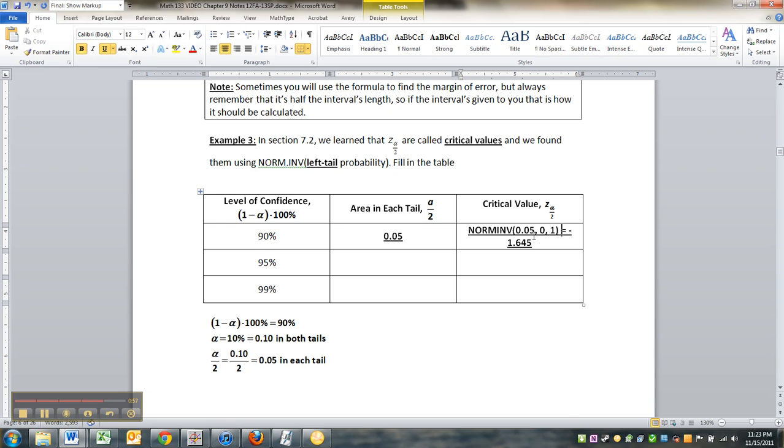Okay? So it's giving you the one on the left. But since I really wanted the positive one, because it's positive z alpha over 2, I'll just make it positive. But you can figure it out from that.